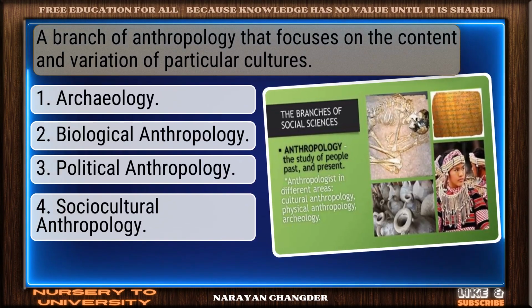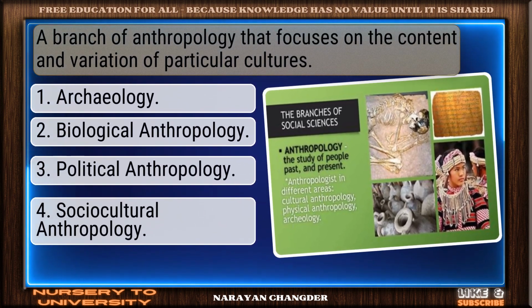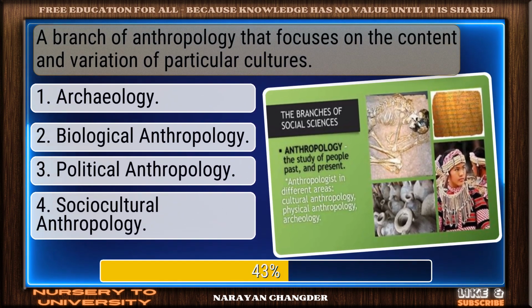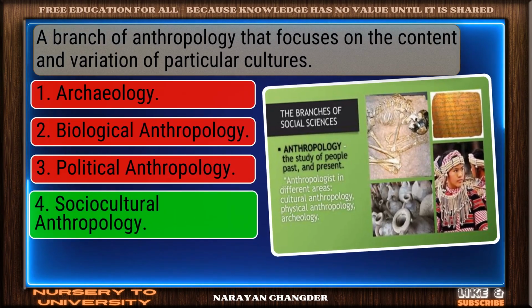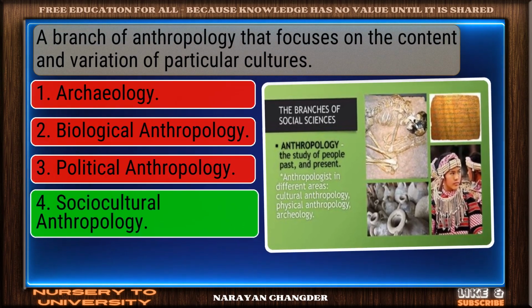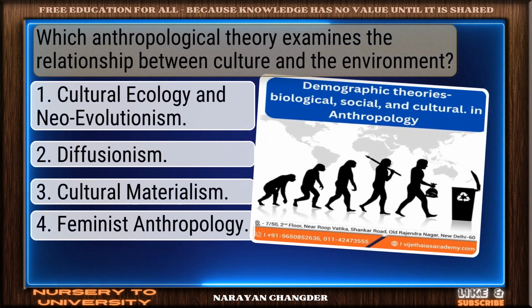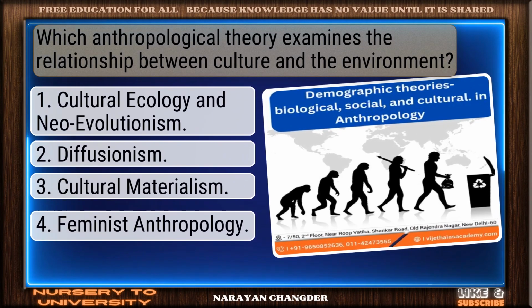A branch of anthropology that focuses on the content and variation of particular cultures. Correct response. Sociocultural anthropology is the most accurate answer. Which anthropological theory examines the relationship between culture and the environment?